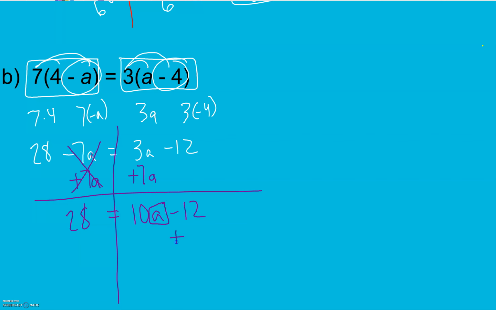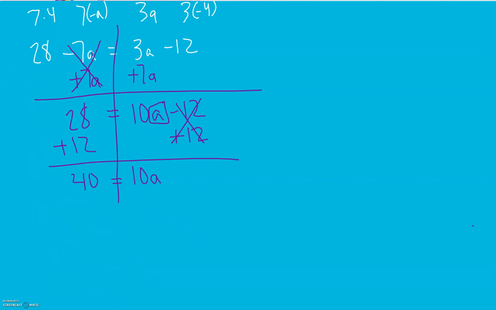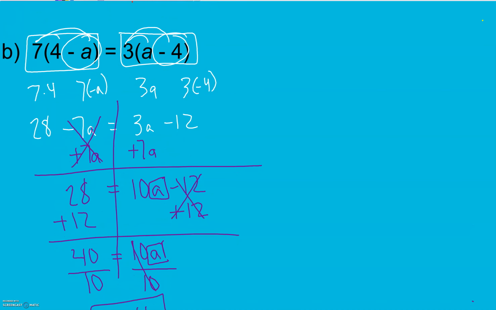Get rid of any subtraction or addition first by doing the opposite. Negative 12 plus 12 gets me to 0, and that's perfect because 0 plus 10a is just 10a. I have multiplication. I get rid of it by dividing. And a equals 4. And if I plug it back in here, this is going to check.